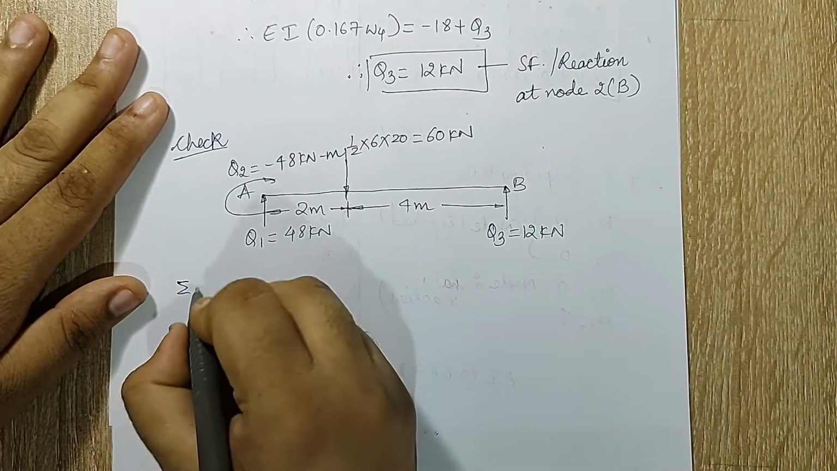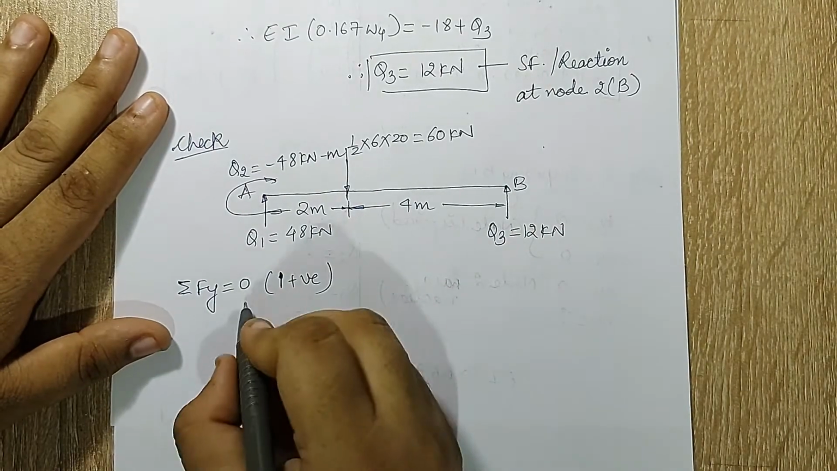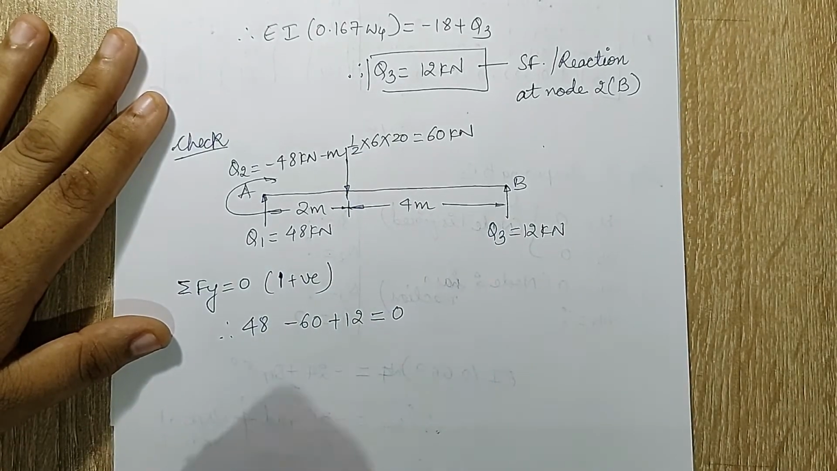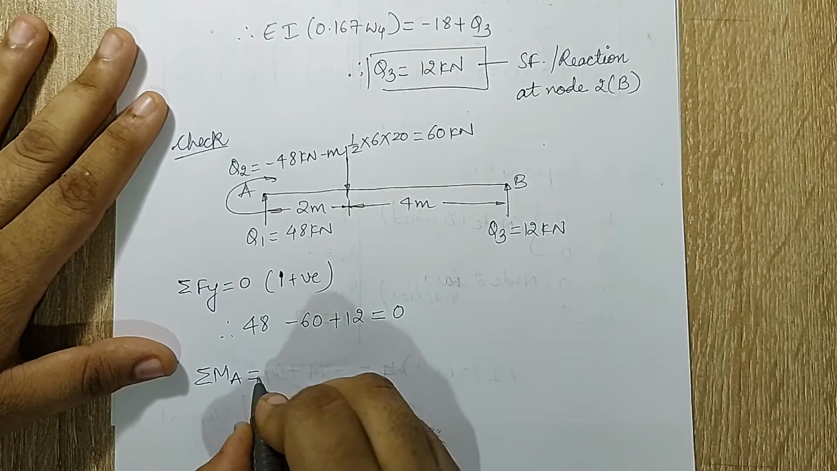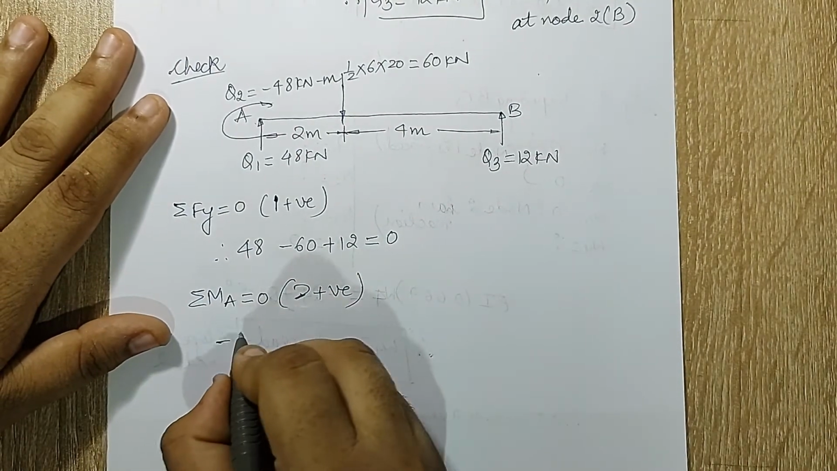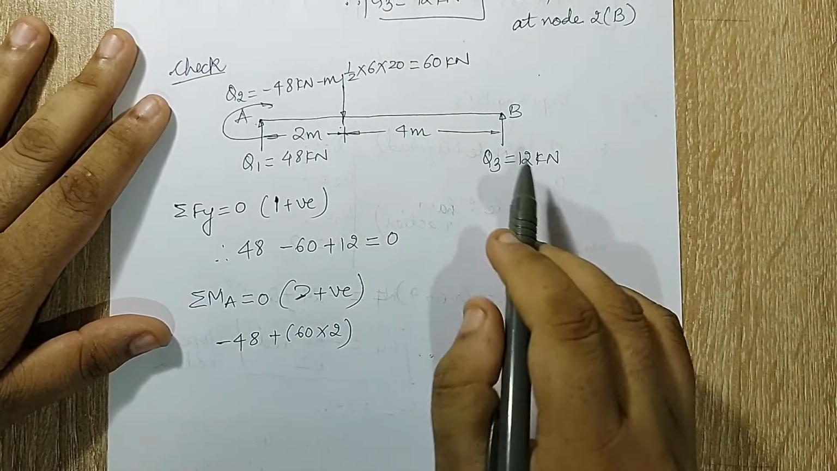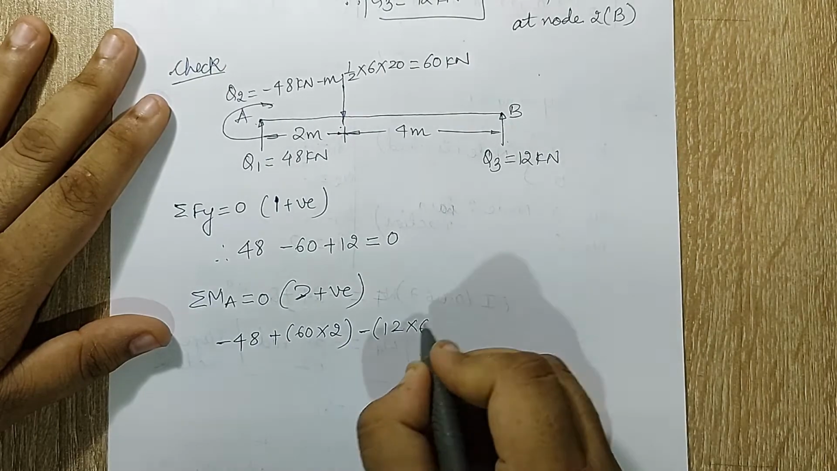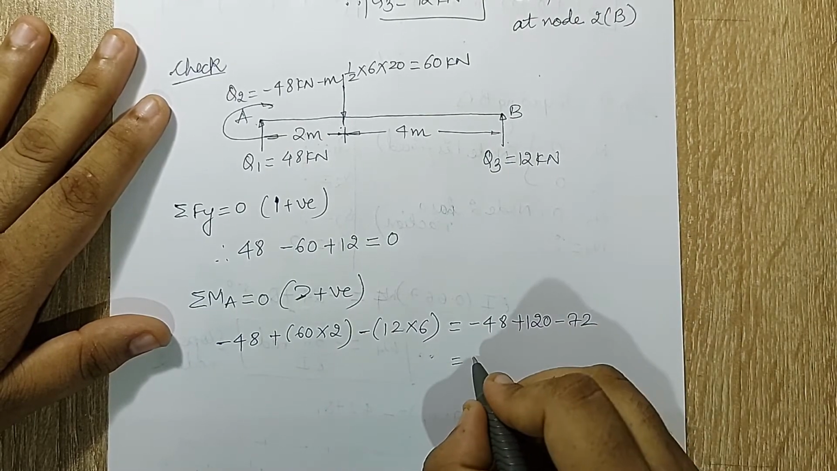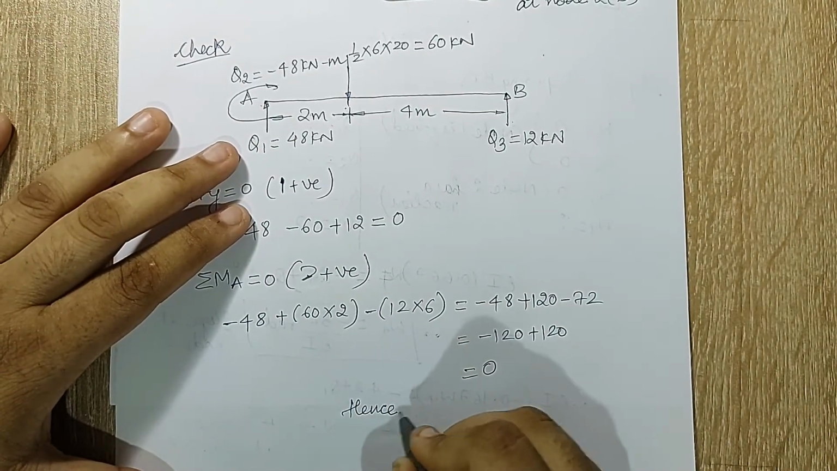Now I'll write down summation of force in y direction should be 0. Upward direction forces I'm considering as positive. So I have 48 going upward minus 60 plus 12. This is straight away 0. Next, summation of moment about point A is 0. Clockwise I'll consider as positive. First I have the moment at A itself, which is minus 48. Next, 60 turns clockwise, so plus 60 into 2, and this 12 will turn anti-clockwise, so minus 12 into 6. This becomes minus 48 plus 120 minus 72, which is minus 120 plus 120, making it 0. Hence, I have tallied my solution.